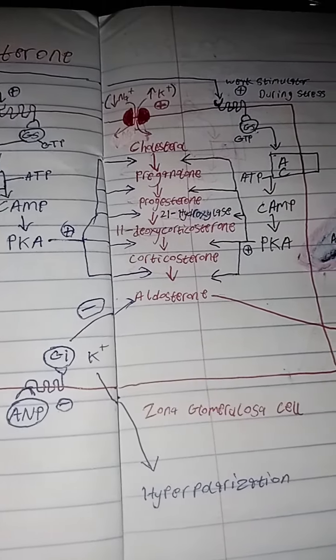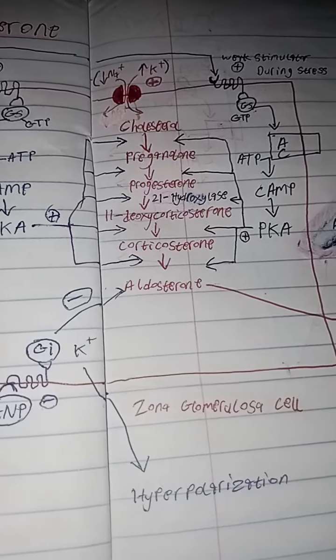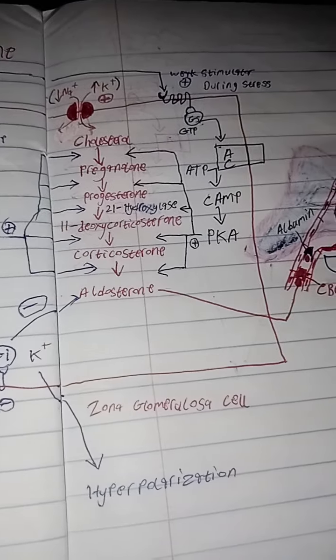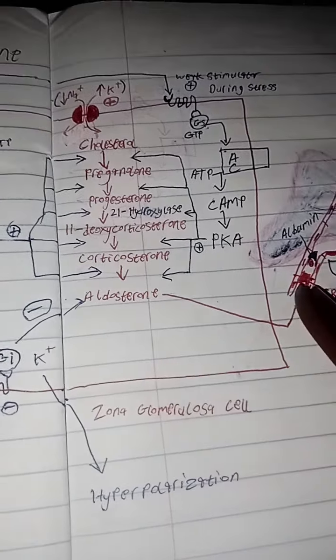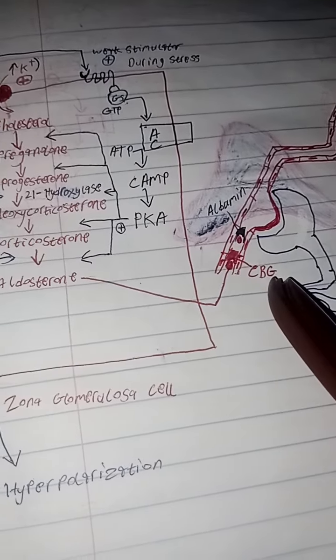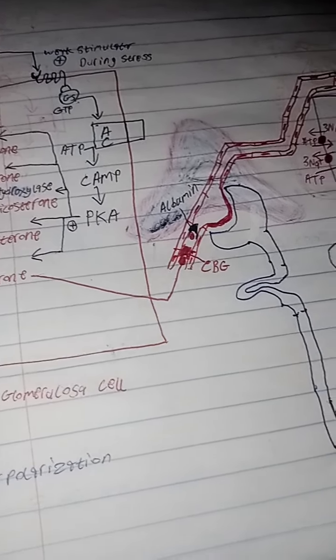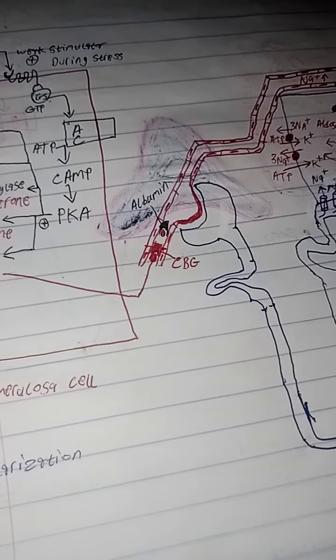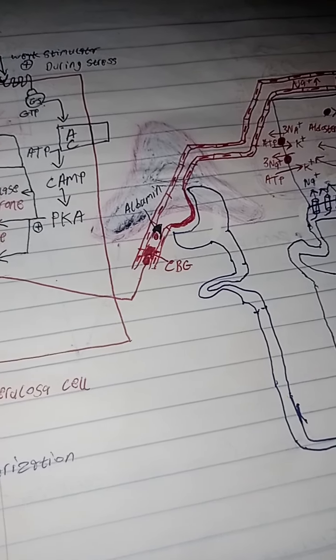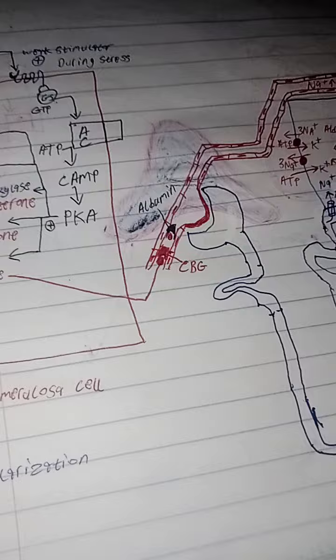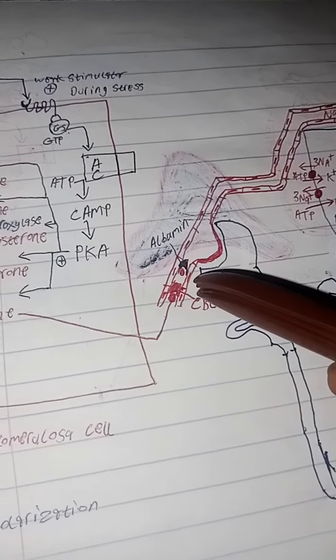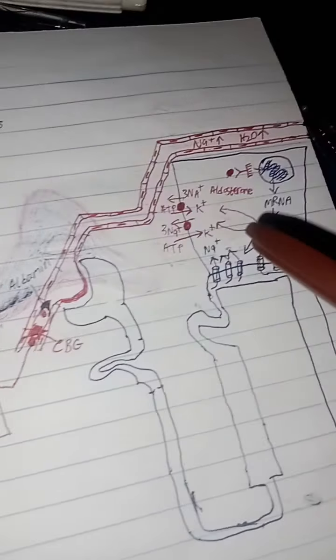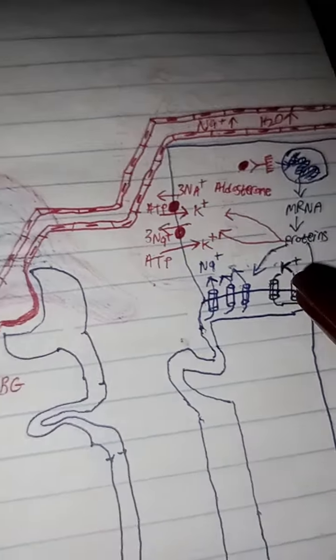Now, once this aldosterone is produced, what happens? The aldosterone goes into your blood and it binds with CBG. CBG is corticosteroid binding globulin, or transcortin for short. It can also bind with albumin. It gets into your kidney and goes to the distal part of your distal convoluted tubule.